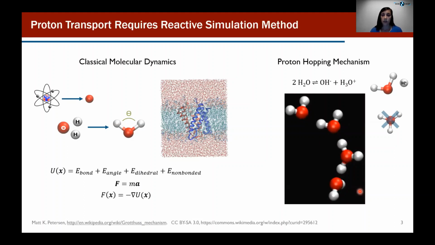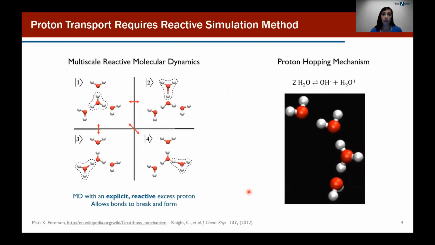And so instead, we use what we call multiscale reactive molecular dynamics, which is a method specifically that my group has developed. And a very high-level overview of how this method works: you can imagine that at each time step, you take your system and you redraw all of the possible ways that the bonds could be arranged. So for example, in this state 1, that excess proton is on the center water molecule. You could also imagine redrawing the bonds such that this excess proton is on the top water molecule.